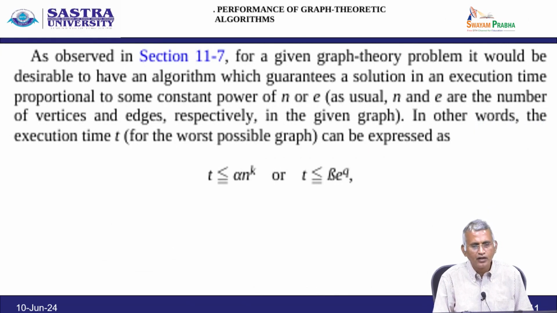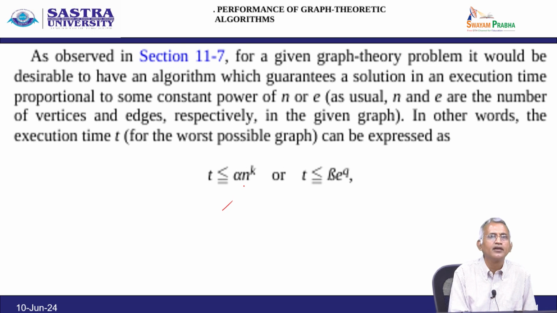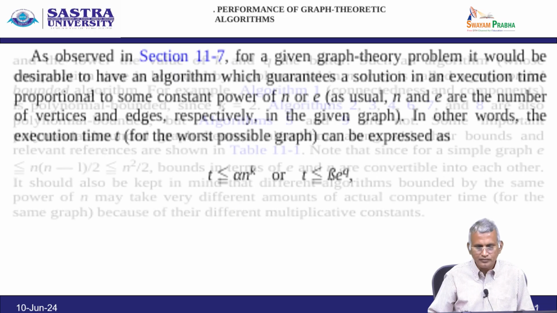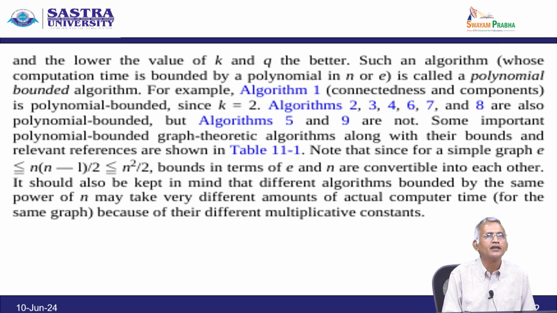This is observed for the performance of a graph theoretic algorithm, and it would be desirable to have an algorithm which guarantees a solution in an execution time proportional to some constant power of n or e. In other words, the execution time can be expressed as t less than or equal to alpha times n power k, and t less than beta times e power q. And the lower the values of k and q, the better. Such an algorithm whose computation time is bounded by a polynomial is called a polynomial bounded algorithm.